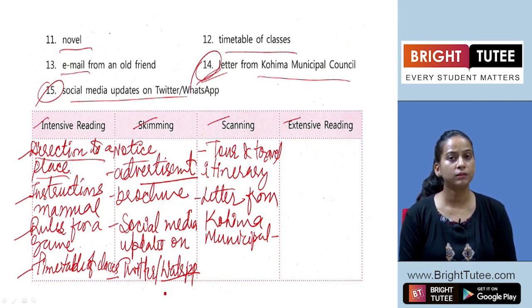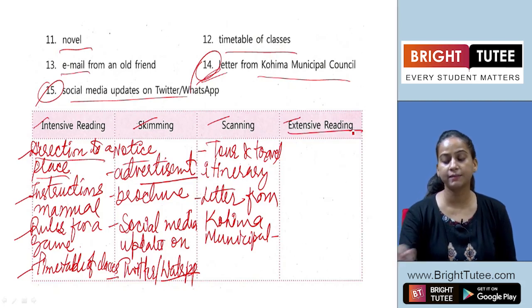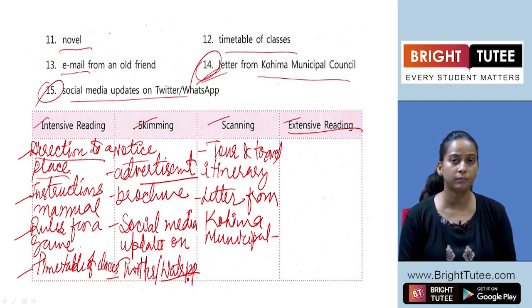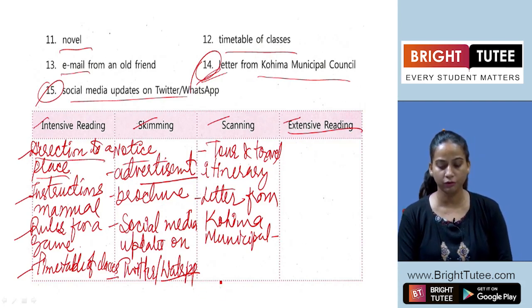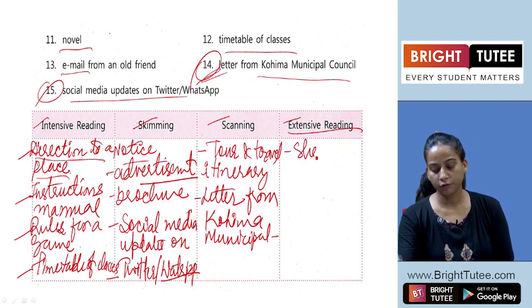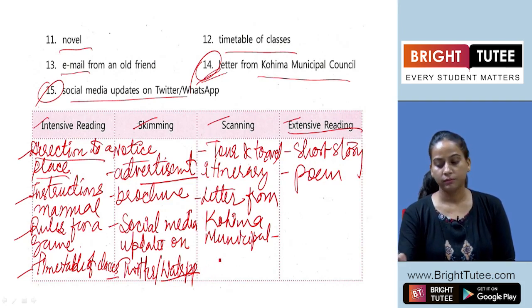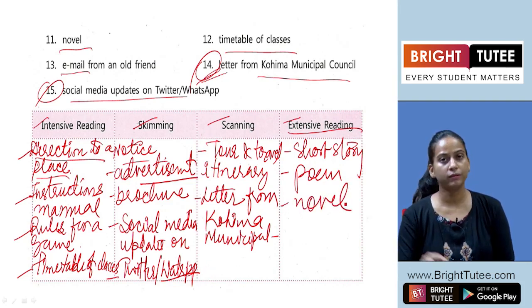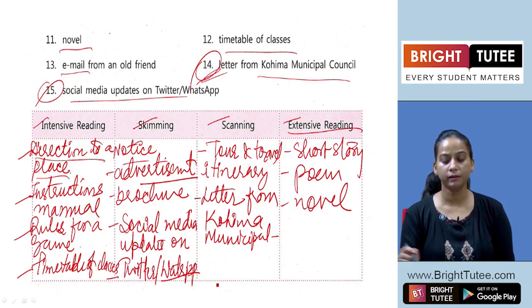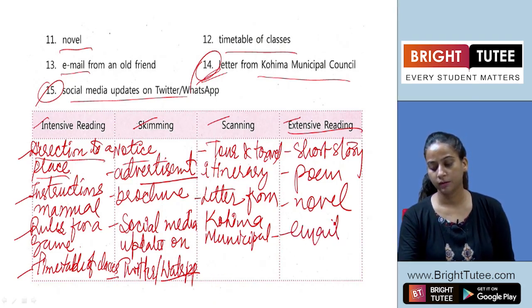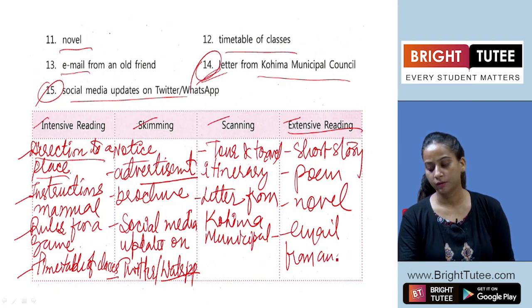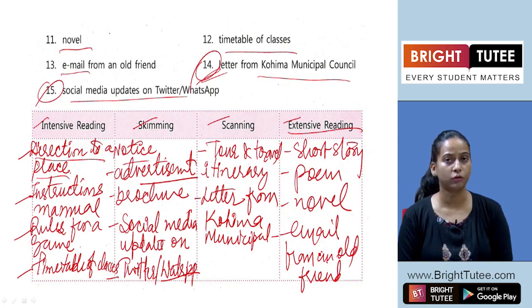Now we'll move to column 4, where we have to mention things related to extensive reading, the texts which can come under extensive reading. So we can mention here short story, poems can come under that. Then novel will also come under the same, and email from an old friend is also going to be part of this.